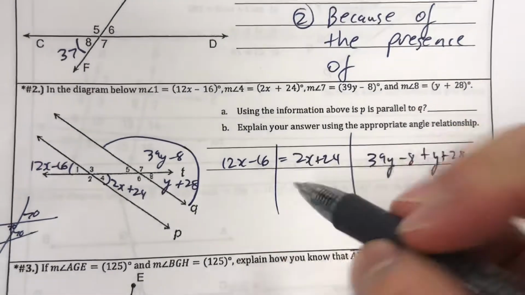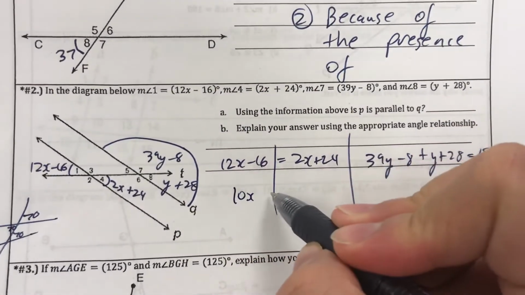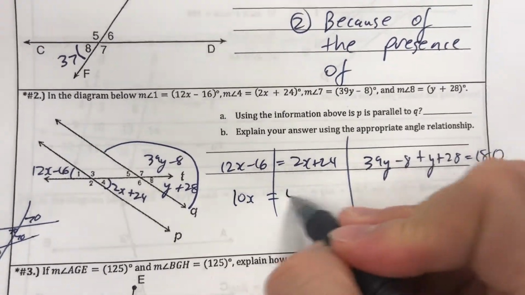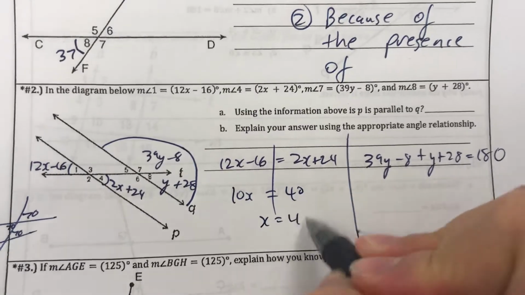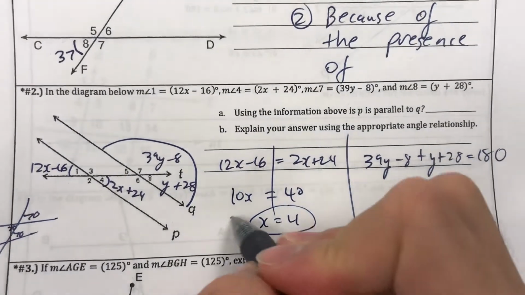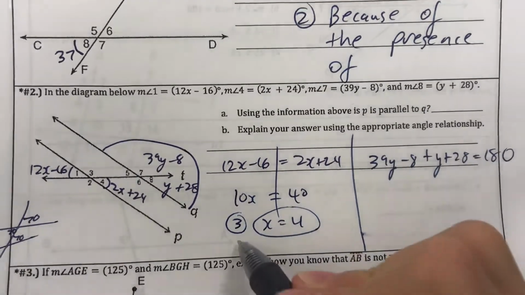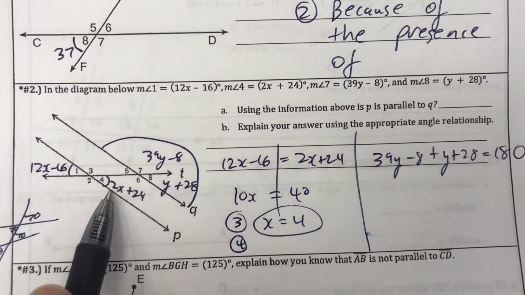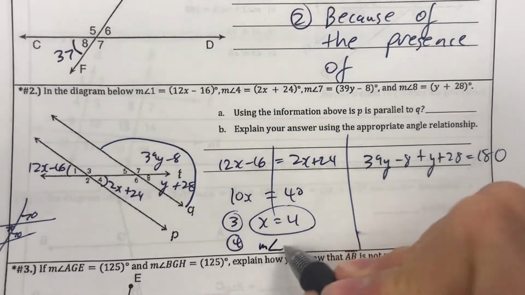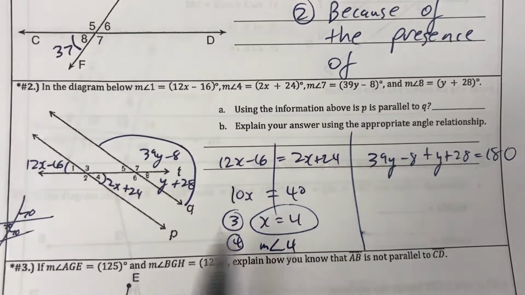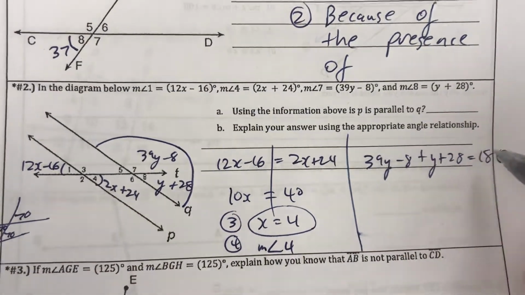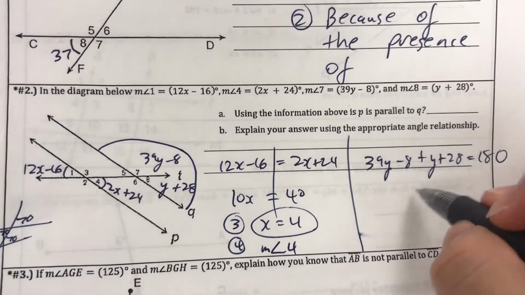So let's solve for this very quickly. This is going to be 10x is equal to 16 plus 24, which is 40. So we know x is equal to 4, okay? Once you have 4, this is question 3. Once you have 4, you're going to plug it into question 4, which is plug it in here. What's the measure of angle 4, okay? So measure of angle 4. And then we're going to see if that's going to match the measure of angle 8, and then you guys can answer this question.